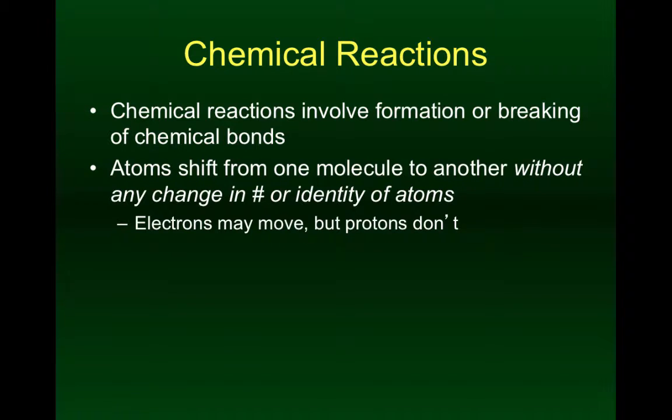Right? Electrons can move around, protons don't. Proton number is a fixed aspect of a particular element. Atoms do not give up their proton numbers or change their proton numbers in nature anyway.